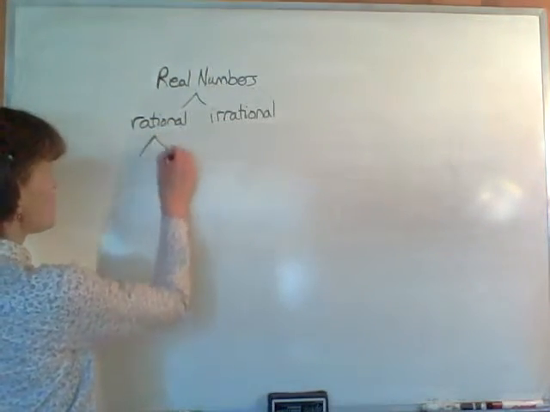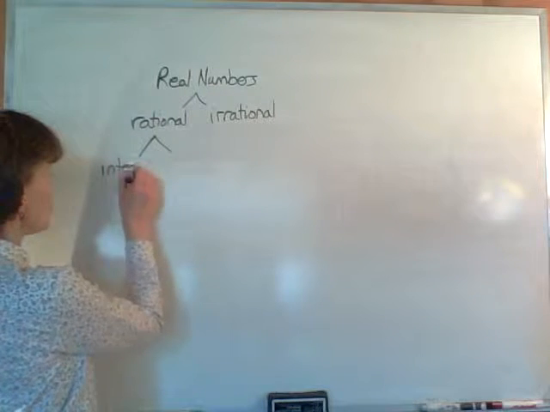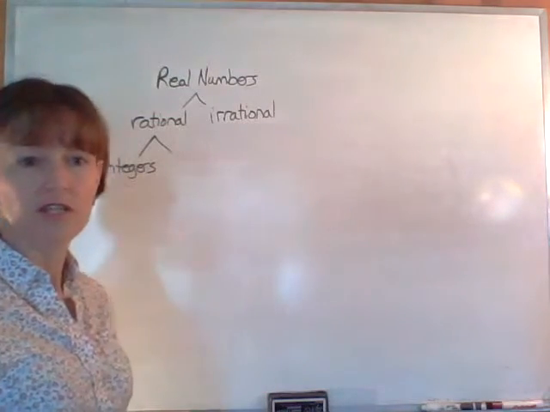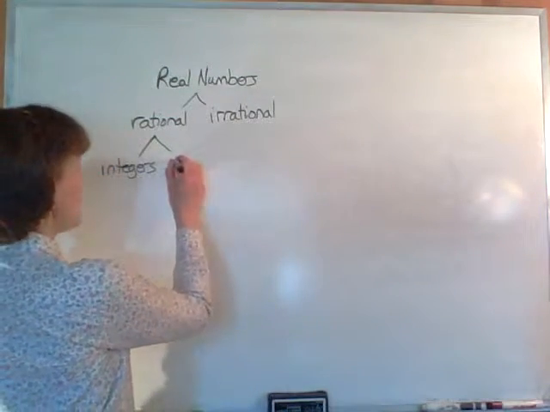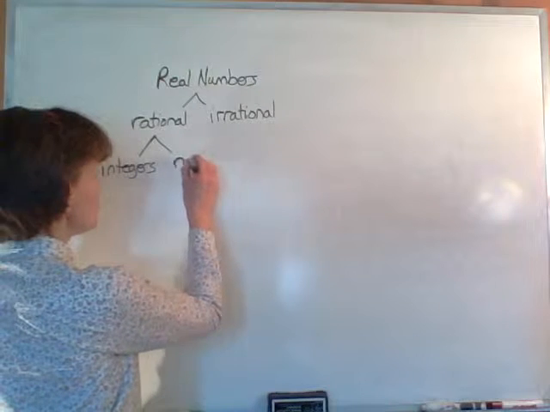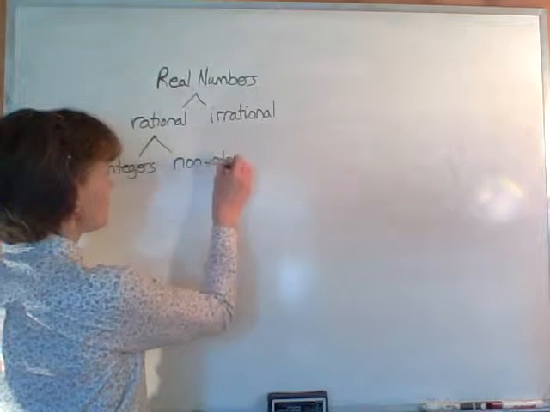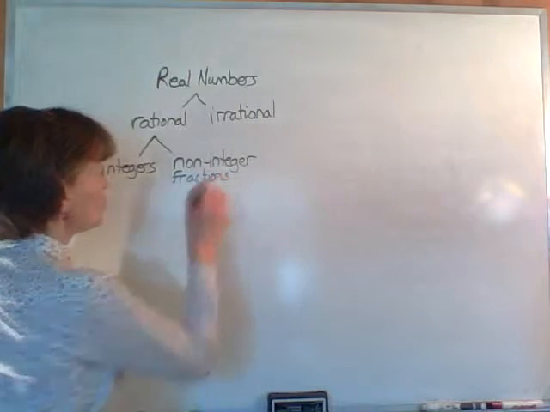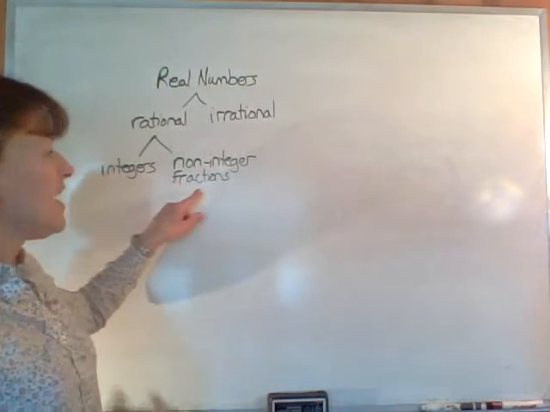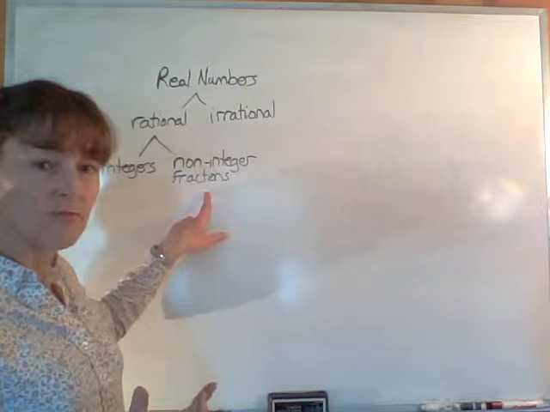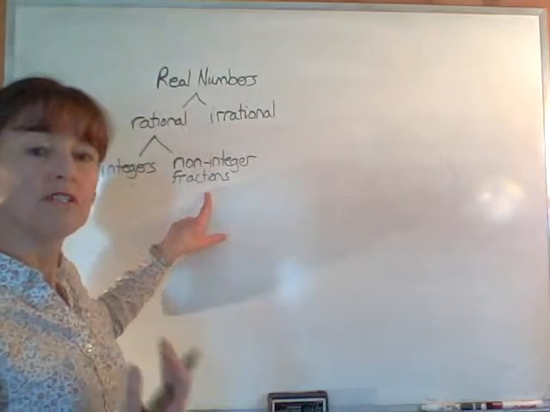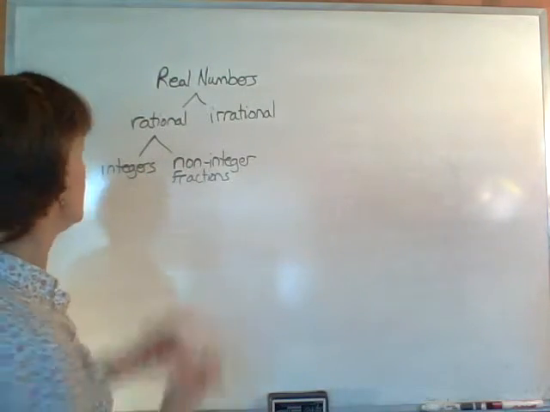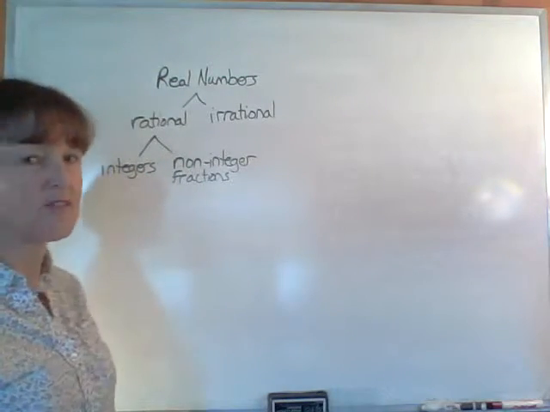Now, rational numbers can also be subdivided into integers, such as -1, 0, 10, those are all integers. And all of the other numbers, which we just say are non-integer fractions. So these are all of the rational numbers that have to either be written as a fraction, or a decimal that ends, or a decimal that repeats. And then we can keep going with this dividing up into categories and subsets.